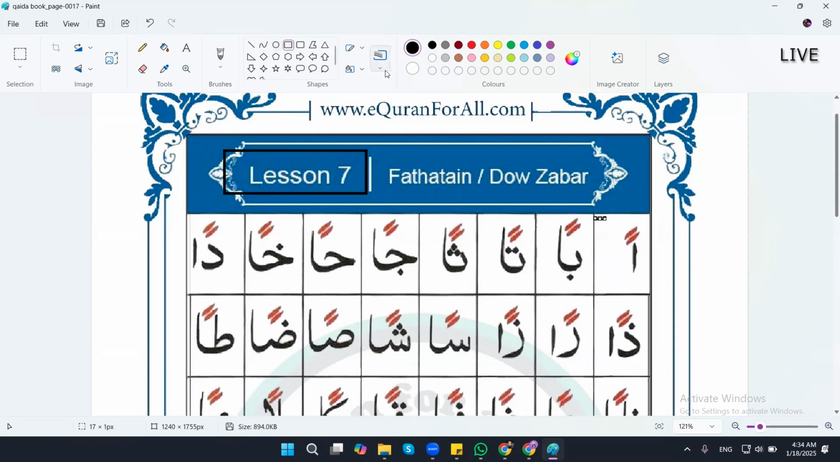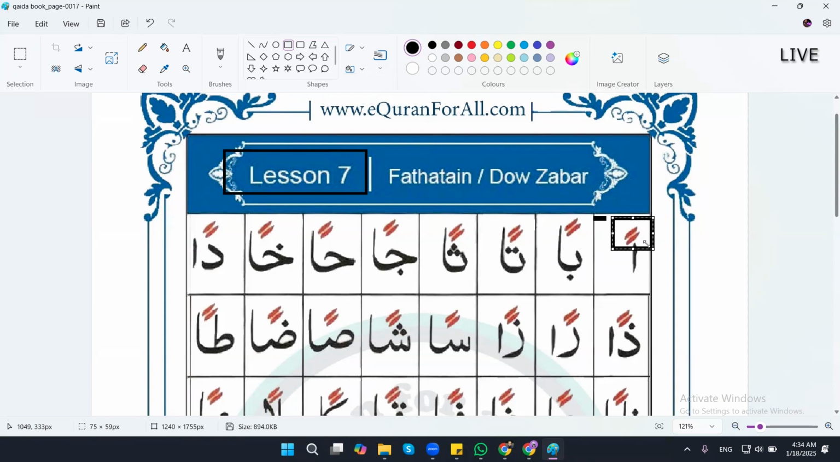Okay, so the double fatha looks like two sliding lines on the top. That is the same as the fatha, but we just have two lines on the top. Whenever you have one sliding line on the top, we call it fatha. And if we have double lines on the top, then we call it double fatha. That's the only difference.